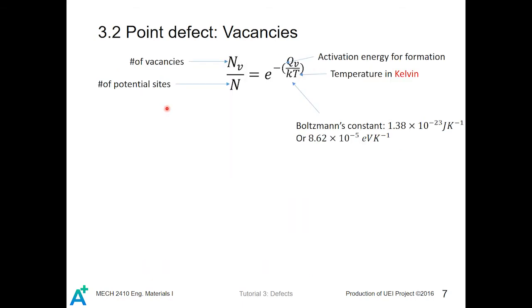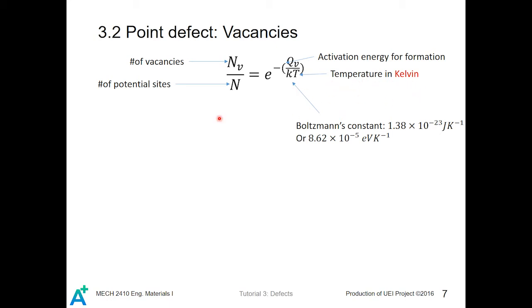There is an equation which can be used to estimate the vacancy numbers. The number of vacancies, NV, over the number of potential sites, which is the number of atoms, N, is equal to e to the power negative QV over K times T. QV is a constant, the activation energy for formation of these vacancies. K is the Boltzmann constant, and T is the temperature in Kelvin.